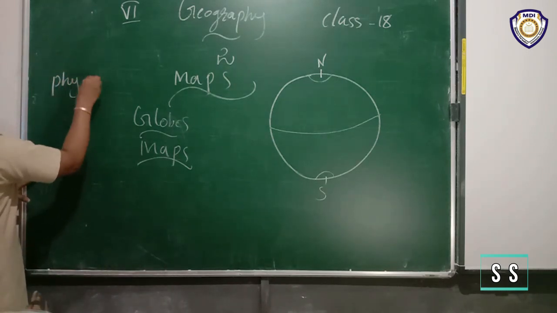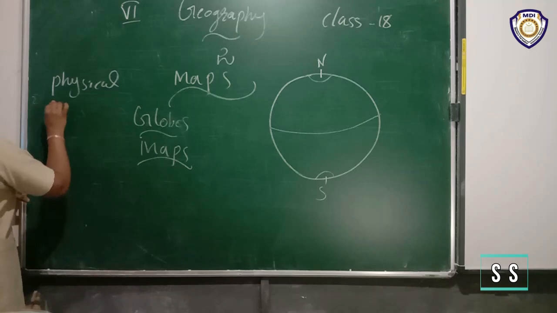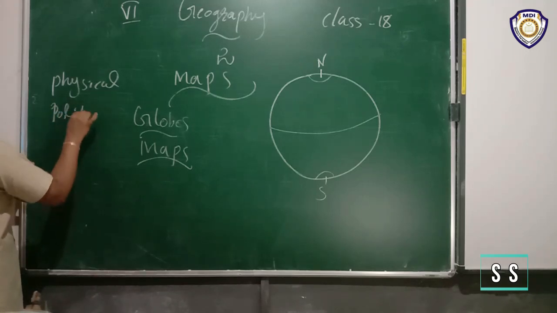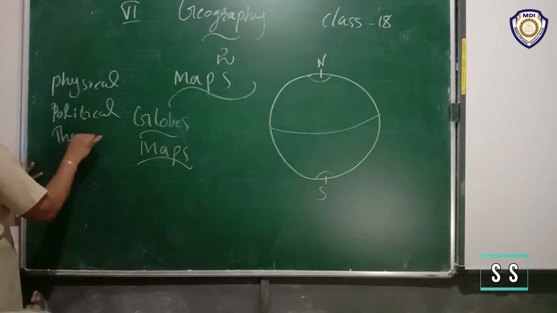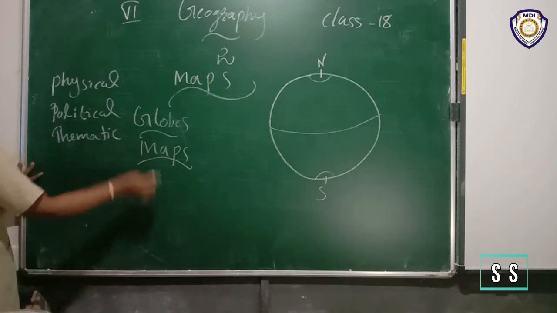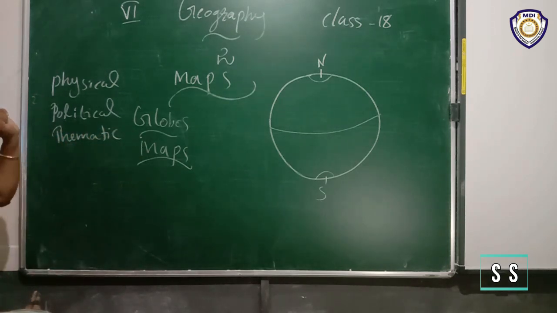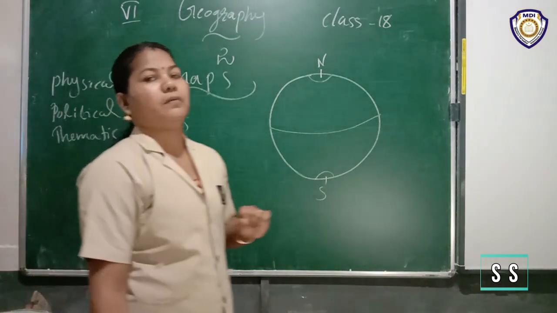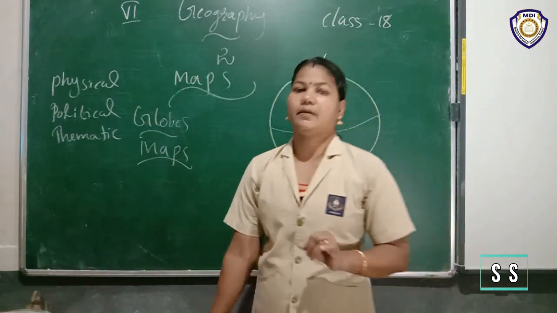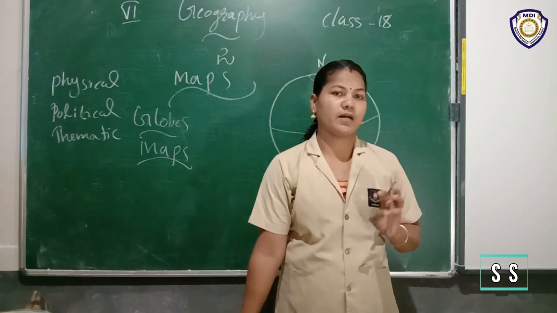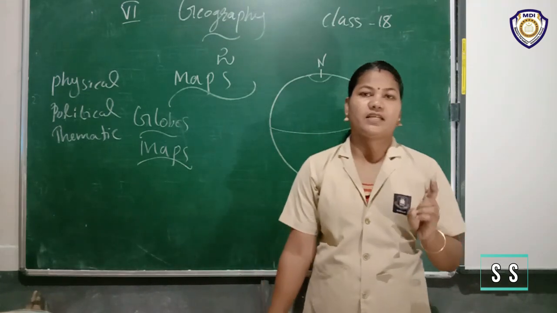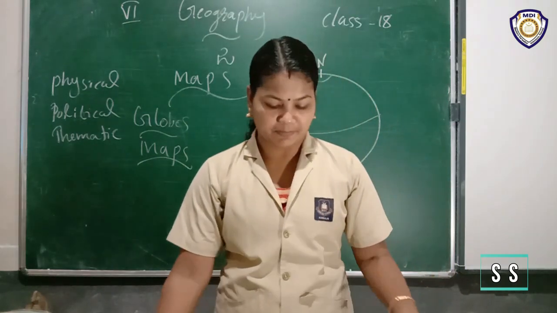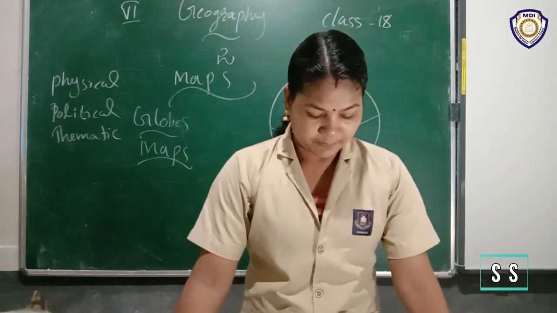Okay, there are mainly 3 types of maps. The first one is the physical map. Next one, political map. Next one, thematic map. Physical map, political map, thematic map. Okay. Now here are mainly 3 types of maps. What are the 3 types of maps? Physical map, political map. Next one is the thematic map.